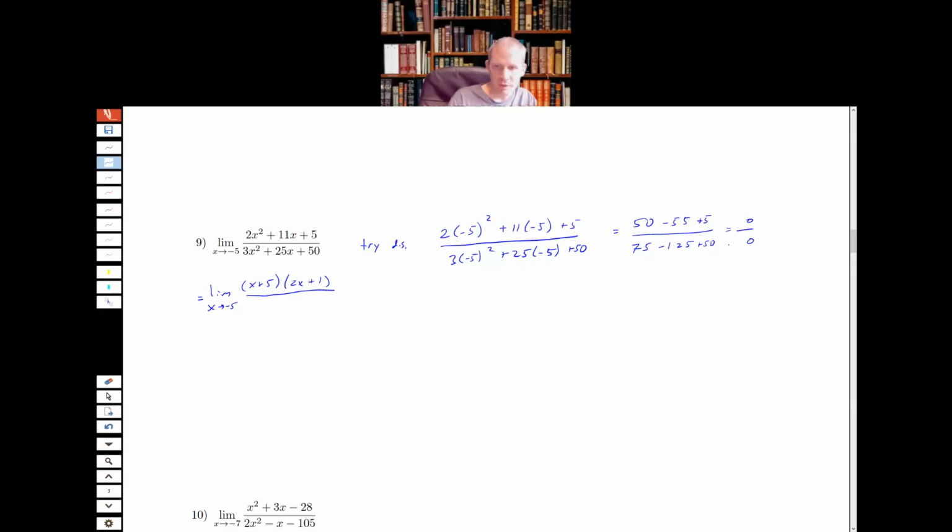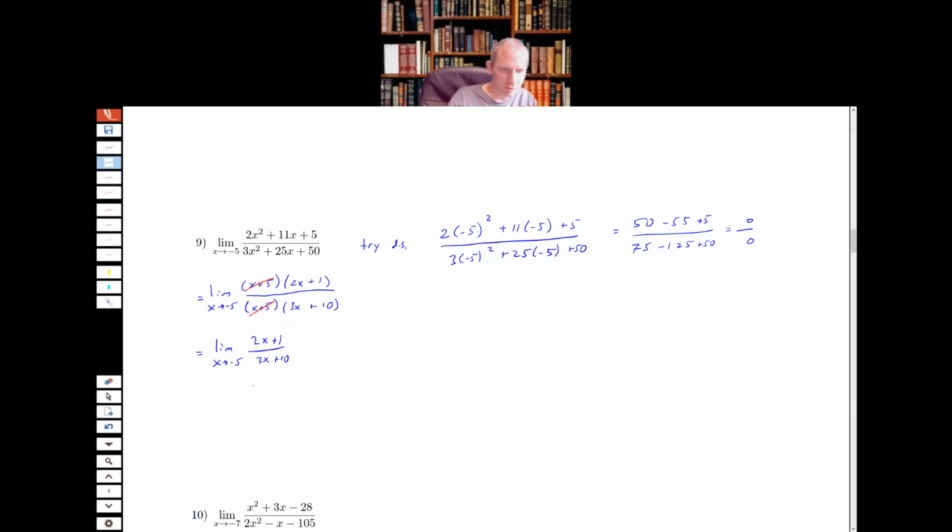Okay. Same thing in the denominator. The negative 5 is a root, so x plus 5 is a factor. So to get a 3x squared, I have to multiply x by 3x. To get a 50, I have to multiply 5 by a positive 10. So I have 3x squared plus 15x plus 10x gives me the 25x, and then plus 50. Okay. So now we can cancel away these x plus 5 terms inside the limit. And we're left with 2x plus 1 in the numerator and a 3x plus 10 in the denominator.